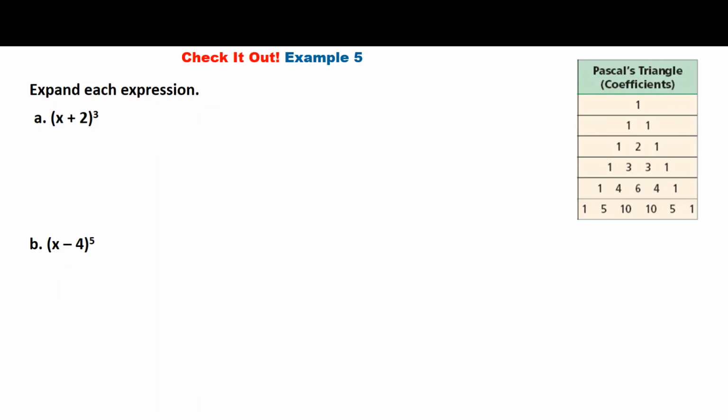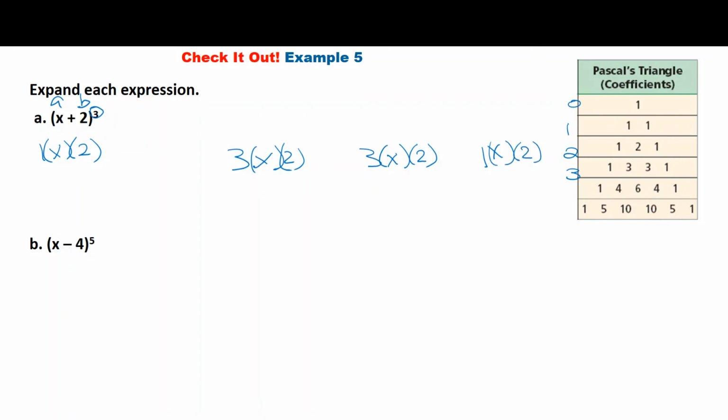Let's look at the first one. Our exponent is 3, so we're going to count down 3 rows. 0, 1, 2, 3. All right, so it's 1, 3, 3, 1 again. 1, 3, 3, 1. All right, x is a and b is going to be 2, so we're going to say x and 2, x and 2, x and 2, and x and 2.